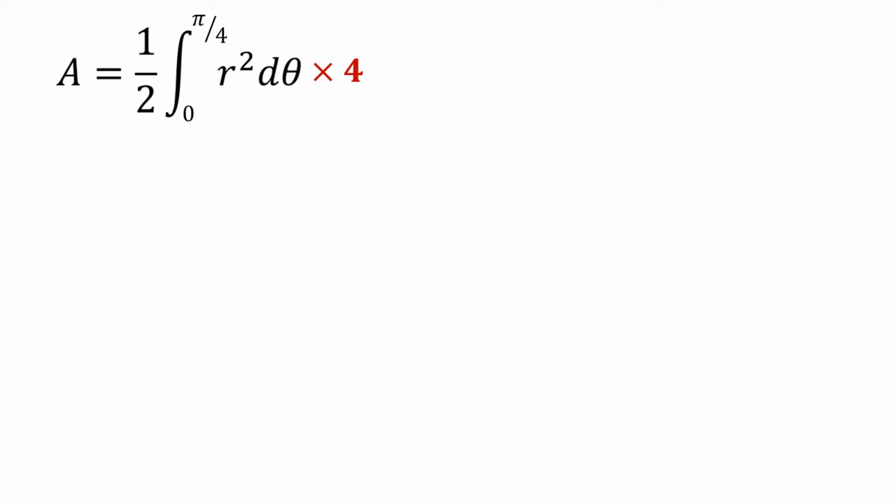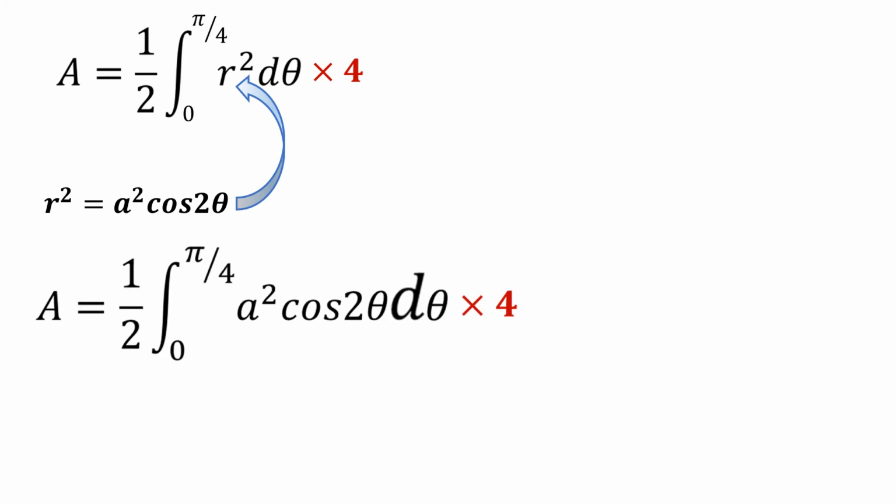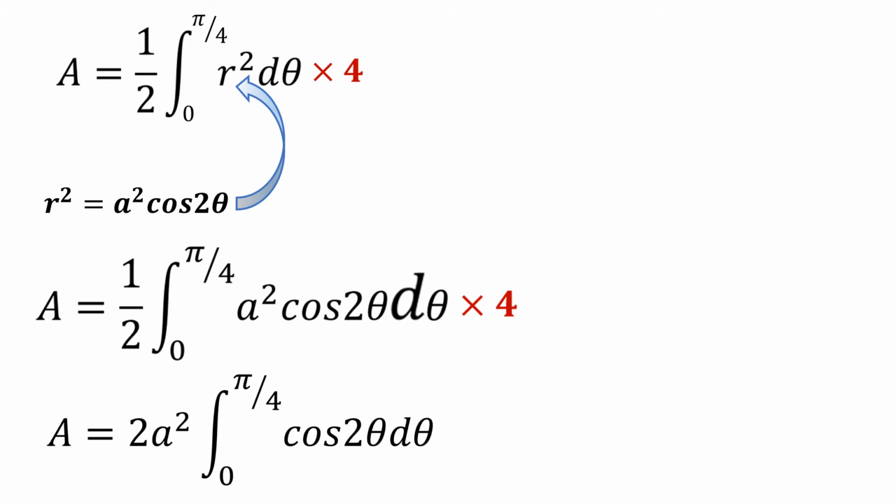We can now further solve by substituting the value of r squared, which is a squared cosine 2 theta, into the integrand. Substituting, we get A equals 1 half times the integral from 0 to pi over 4 of a squared cosine 2 theta d theta times 4. Simplifying, we get 2a squared times the integral from 0 to pi over 4 of cosine 2 theta d theta.